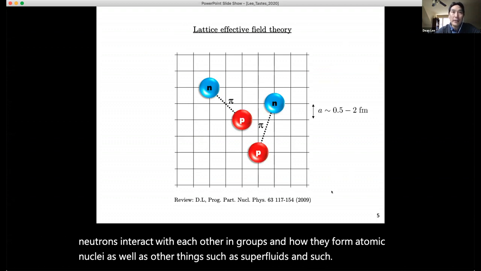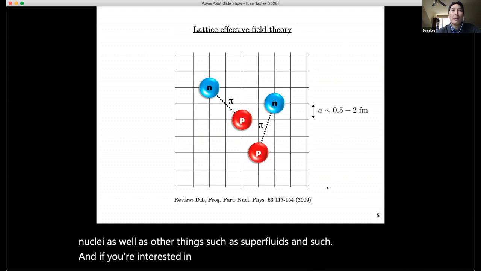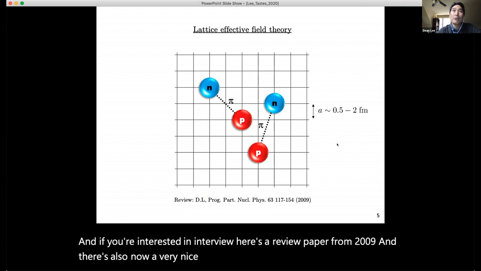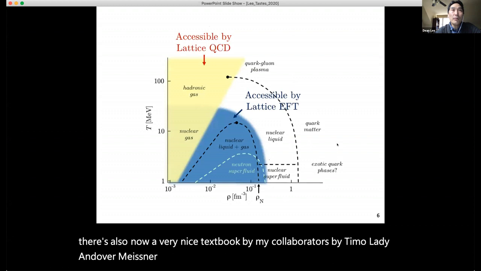If you're interested in a review, here's a review paper from 2009. And there's also now a very nice textbook on this by my collaborators, Timo Lähde and Ulf Meißner.